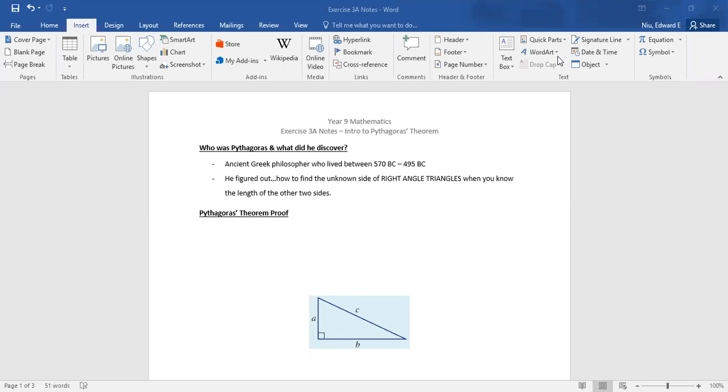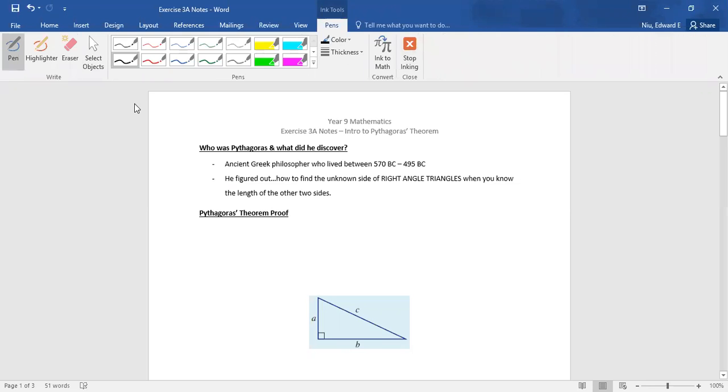Now, who Pythagoras is sort of the first thing we need to figure out. Pythagoras was an ancient Greek philosopher who lived many thousands of years ago, between the years 570 BC and 495 BC. What he figured out was how to find the unknown side of right angle triangles when you know the length of two sides already. Now, before we get into the examples, let's see Pythagoras' proof.